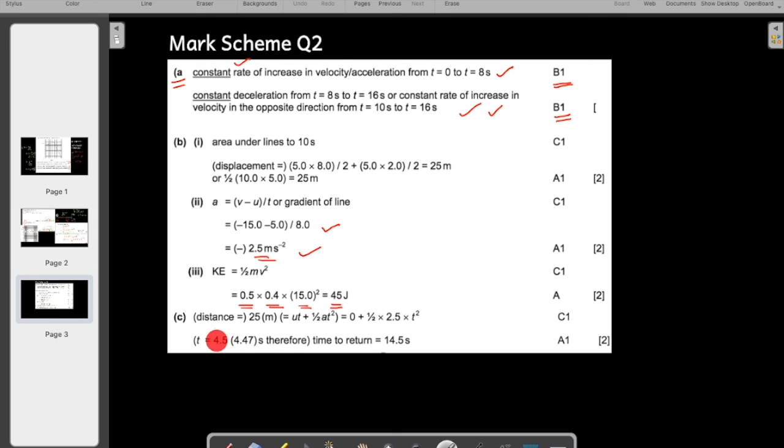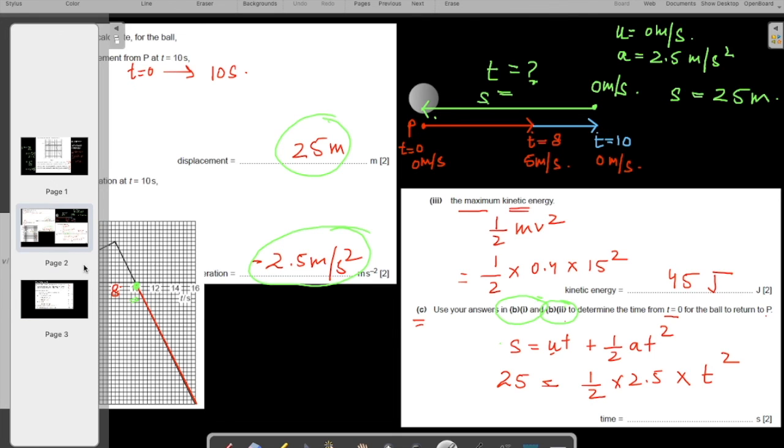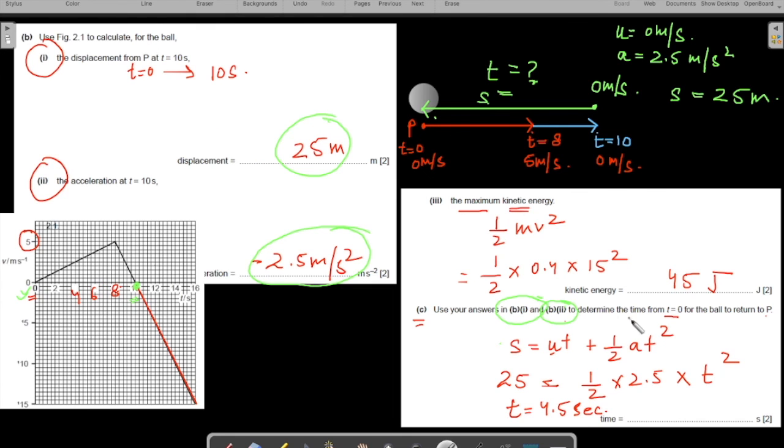So t is equal to 4.5 seconds. This is what you will get. But is this what the question is asking about? The question is saying use your answer in B1 and B2 to determine the time from t is equal to 0 for the ball to return. So you have to find the total time taken by the ball to reach the end point and come back.